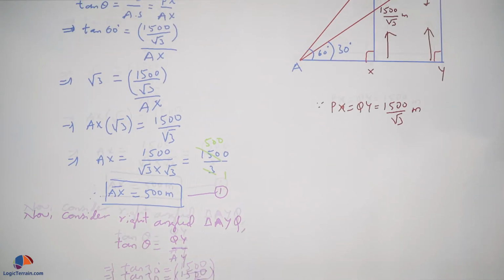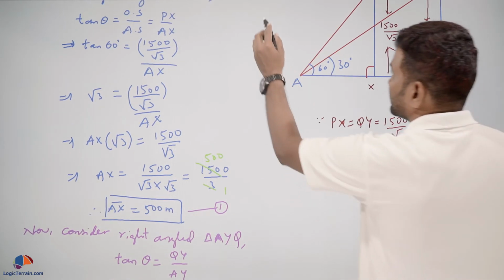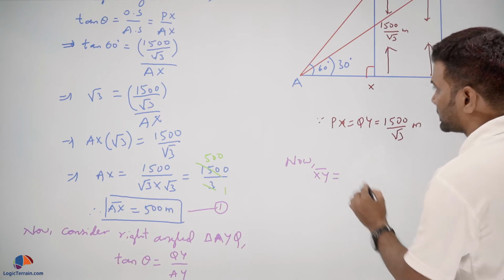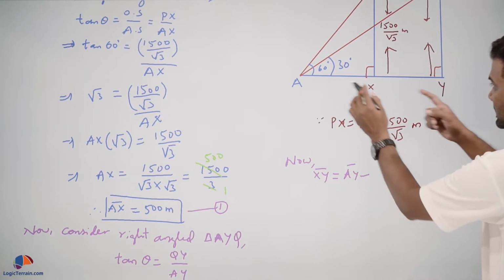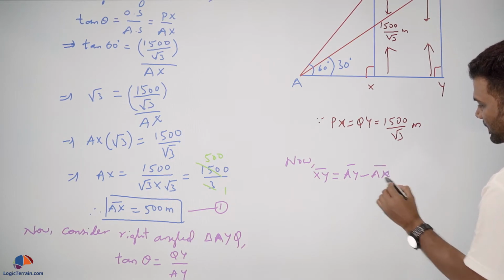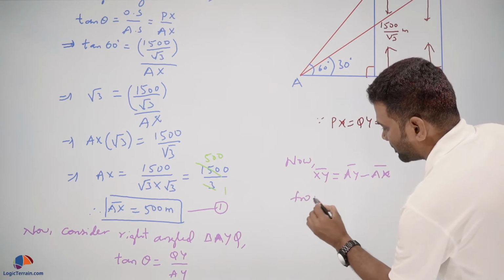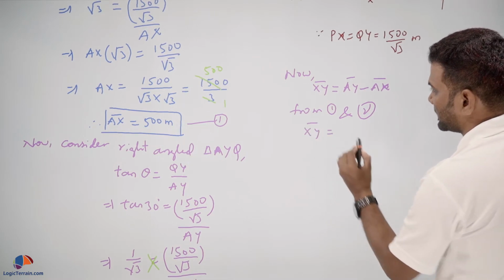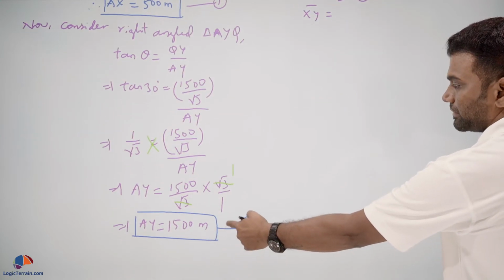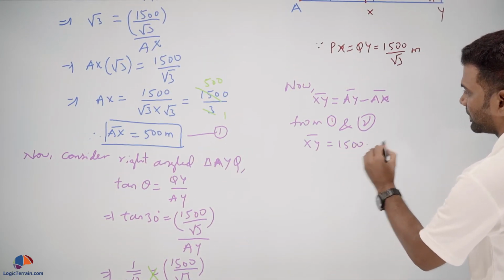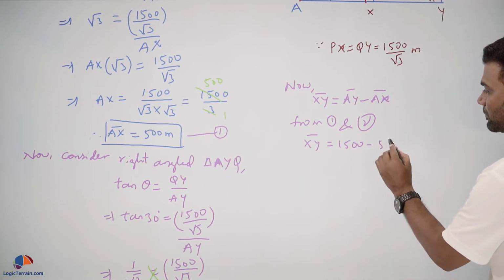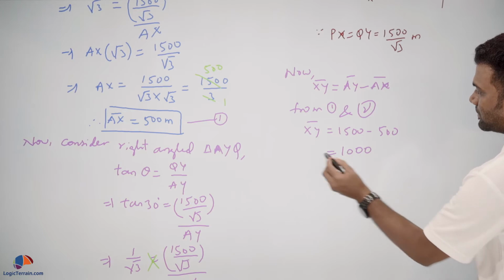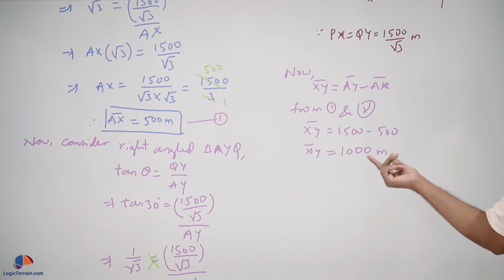Now by using 1 and 2 we will get the XY length. XY length is equal to AY length minus AX length. From 1 and 2, XY length is equal to AY, we got 1500 meters, and AX we have 500, and this becomes 1000 meters. So XY is equal to 1000 meters.